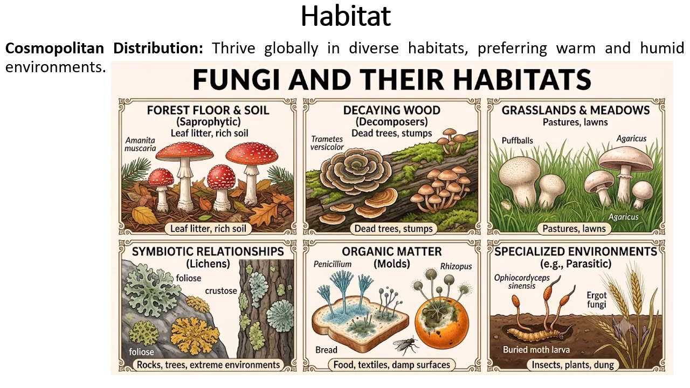Let us begin with its habitat. The habitat generally means where do they occur. So as you can see in this picture that they grow in different habitats. First here you can see that they are growing in forest floor and soil as saprophytes. Even they are growing as decomposers, that is also called as saprophytes. Then they are growing along with some of the plants.